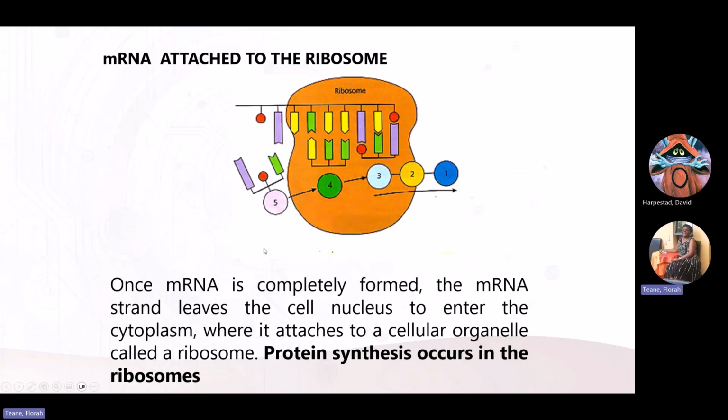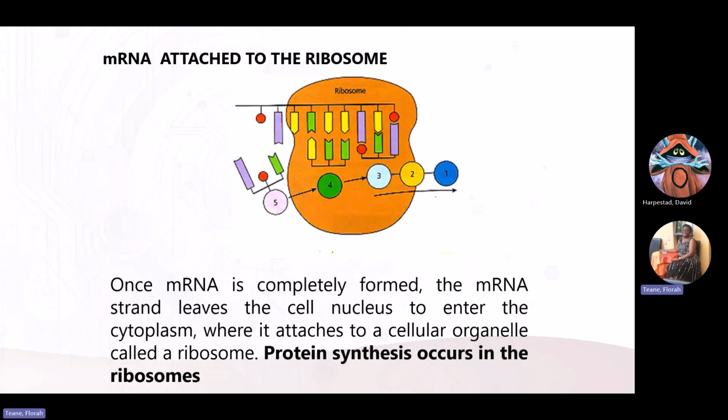Now here is the ribosome. This big orange structure is the ribosome. And the messenger RNA now is going to attach itself on the ribosome. Remember, it carries the message about a protein to be formed. Where is this message coming from? It is coming from the DNA molecule.